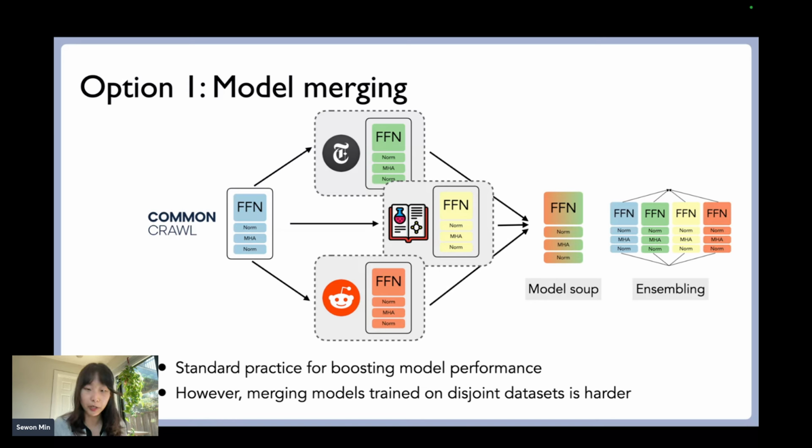And in our experiment, we will show that later on, but we found that merging models trained on completely disjoint datasets is very hard, and they typically have some performance drop. This seems to be because when models are trained on completely different datasets, their weight space can diverge from each other so much so that it's very difficult to merge it back. So that's one option, model merging.